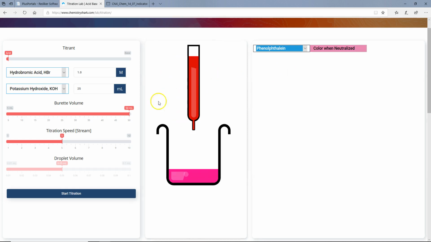So again, we have the acid up here in our burette, and we have our potassium hydroxide down here in our beaker. And when you hit start titration, it's going to start your titration. I'm going to slow it down just a little bit because I like to be crazy like that.